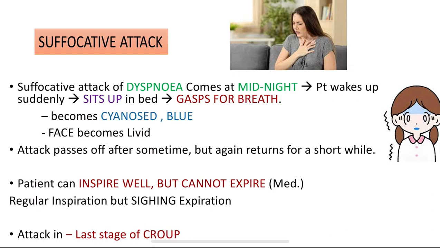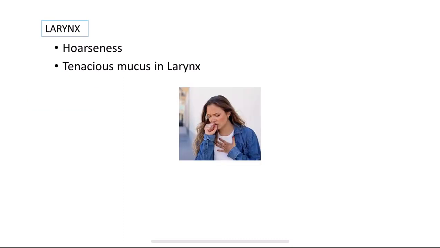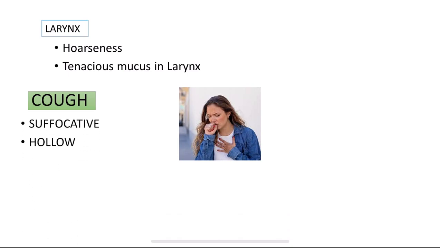Attacks occur in the last stages of croup. Acting on the larynx, it produces hoarseness and tenacious mucus in the larynx. Let us look into the cough of Sambucus nigra. The cough is suffocative, hollow, deep, dry, preceding the fever paroxysms. Prior to the fever paroxysms, we have cough.